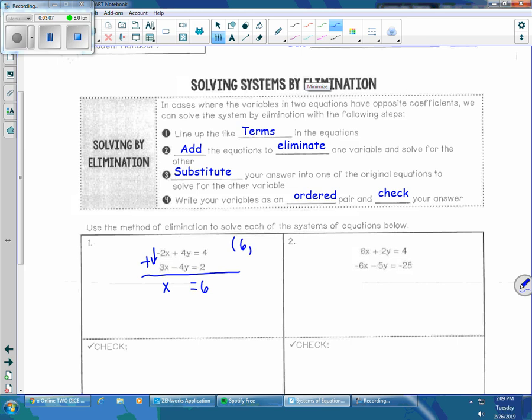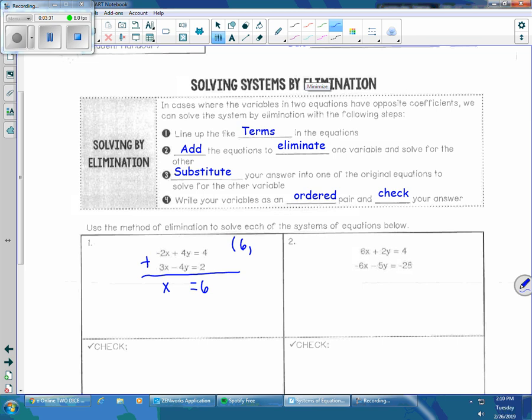I know, you're going, oh my gosh, that's so much easier than substitution. And it is when both equations are in standard form and when you have a set of opposites already. When we don't have it set up perfectly like this, there are other ways to get it to be set up perfectly, and we're going to investigate all of that. But I didn't want you to think it was quite that easy. Okay, so I only have half of my answer.